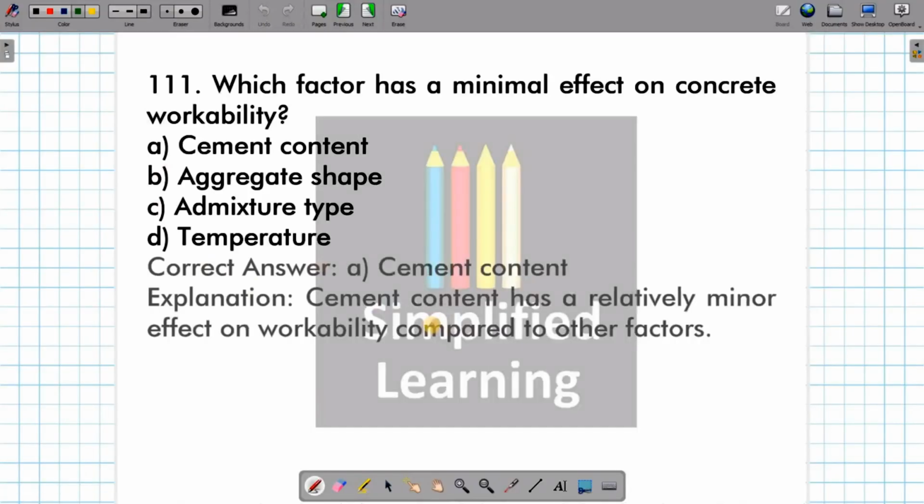Then which factor has the minimal effect on concrete workability? It is going to be cement content, right? Aggregate shape, to some extent it has. Admixture type, mostly it can affect. Temperature, yes, but cement content is to some extent the same. Whatever the cement types are, workability is not going to get affected by cement content. More or less the cement content is going to be the same with some slight difference.